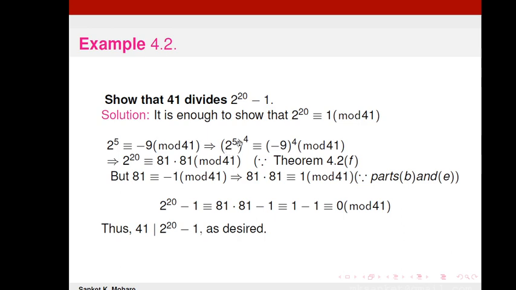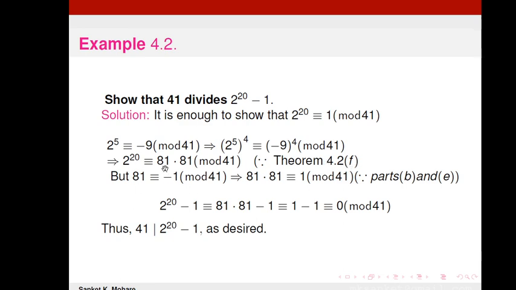So this implies 2 raised to 5 to the power 4. But 2 raised to 5 is congruent to what? Minus 9. So therefore this is congruent to minus 9 to the power 4 modulo 41, as 2 raised to 5 is congruent to minus 9 modulo 41. So 2 raised to 5 to the power 4 is 2 raised to 20, and minus 9 to the power 4 is equal to minus 9 squared into minus 9 squared, which is equal to 81 into 81, by theorem 4.2 property number F.